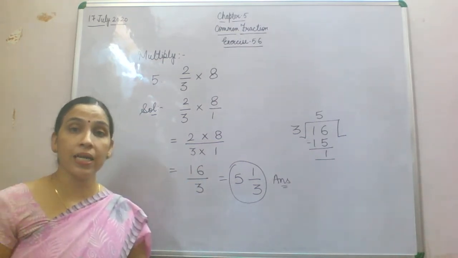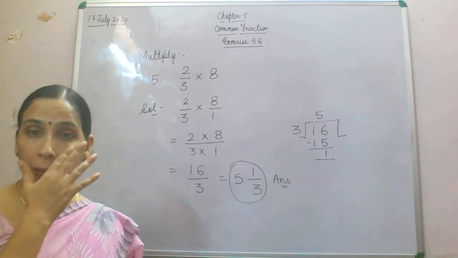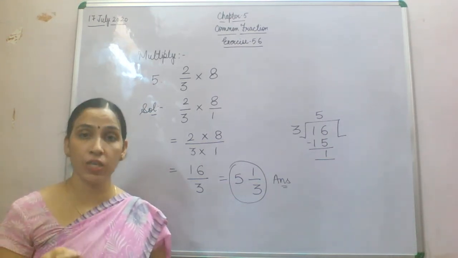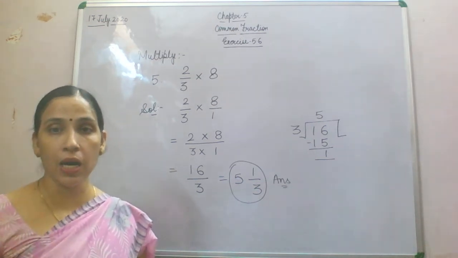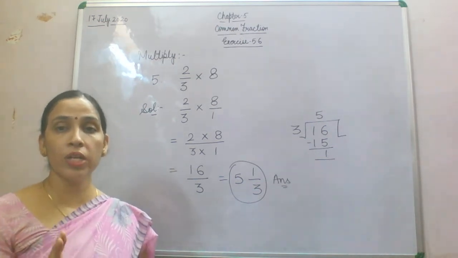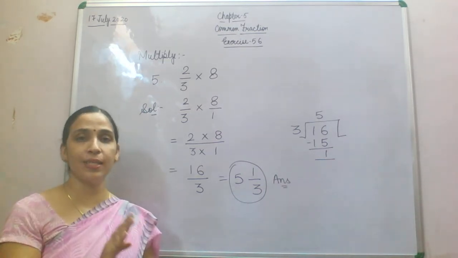Now you can see that 16 by 3 is an improper fraction. Now tell me, what are improper fractions? Improper fractions are those fractions whose numerator is greater than the denominator.